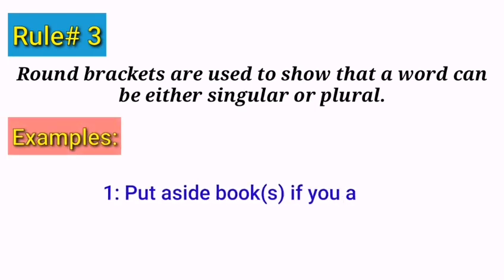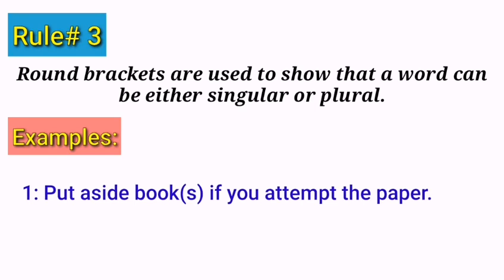Put aside book(s) if you attempt the paper. Just look at this example. Here the part of the word book is used with brackets, specifically the letter S. Basically, it means that when you are attempting a paper and the instruction tells you like this, so it means if you have one book or two books, you should put aside it. So, this is also one of the rules of round brackets.